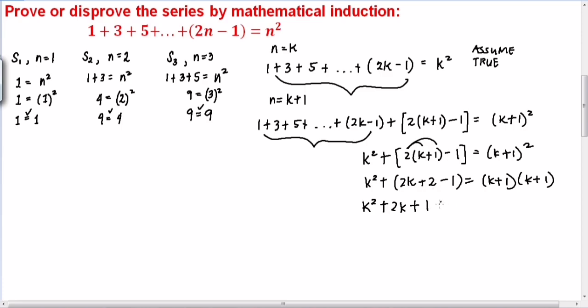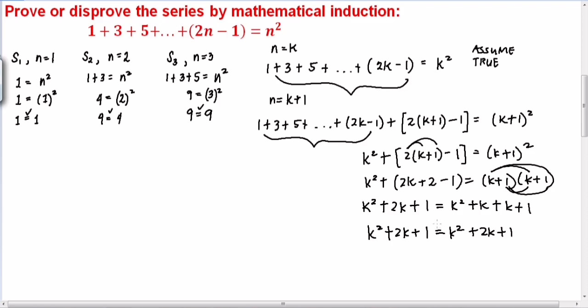Okay? Equals, so ito, FOIL nyo naman siya. So, k times k squared. K times 1 is k. 1 times k is k. And then 1 times 1 is 1. Okay? Tapos, ito, okay na tong left side. Simplify na siya. So, ito, simplify lang natin. So, k squared, syempre, pagsasamahin nyo itong dalawang k, similar terms yan. So, k plus k is 2k.